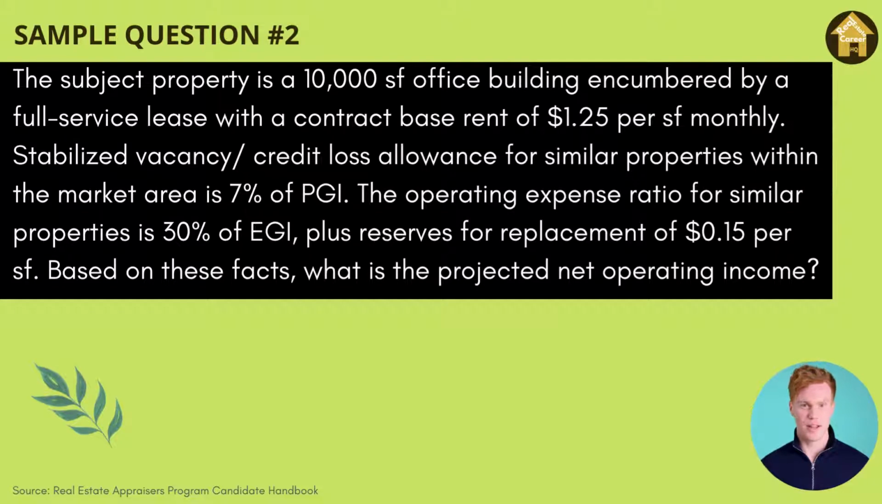The subject property is a 10,000 square feet office building encumbered by a full-service lease with a contract base rent of $1.25 per square foot monthly. Stabilized vacancy and credit loss allowance for similar properties within the market area is 7% of PGI. The operating expense ratio for similar properties is 30% of EGI, plus reserves for replacement of 15 cents per square foot. Based on these facts, what is the projected net operating income?